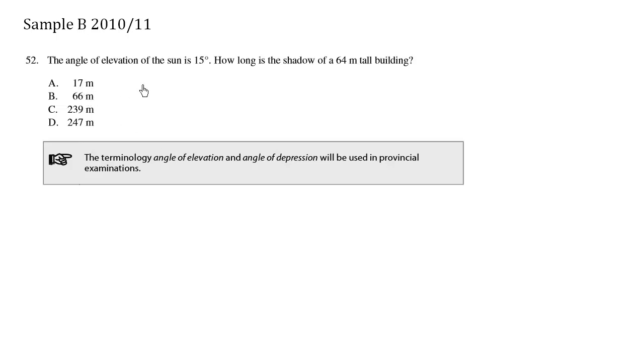The angle of elevation of the sun is 15 degrees. How long is the shadow of a 64-meter tall building? So the key here is to draw our diagram correctly.